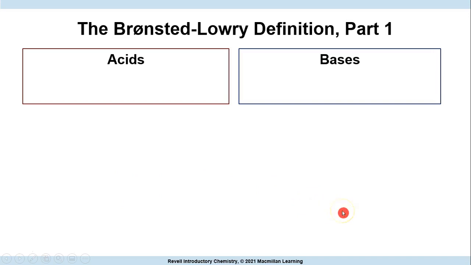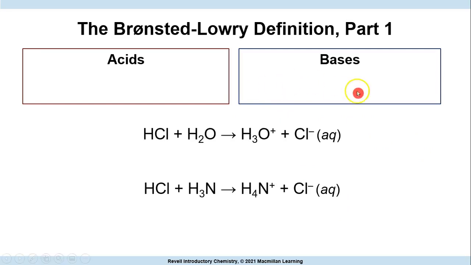Now, we have looked at the Arrhenius definition of an acid. We are now going to look at the second definition of acids and bases, which is called the Bronsted-Lowry definition. So, how did Bronsted and Lowry define acids and bases? Let's look at the equations that we have here. In the first equation, we see hydrochloric acid dissociating in water to give us the hydronium ion and the chloride ion.